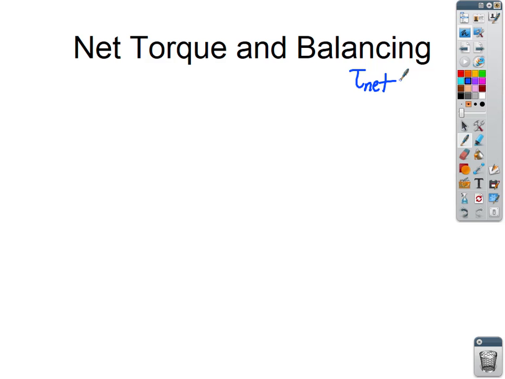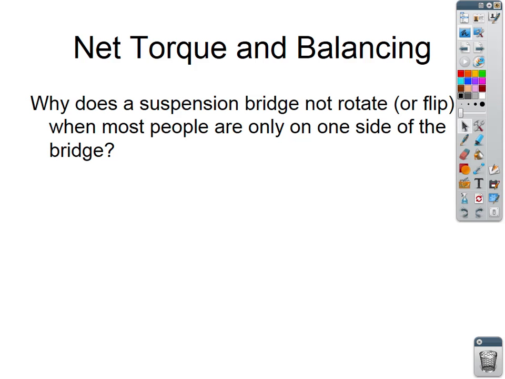So net torque. But we're looking at this in terms of balancing. All right. Balancing. So that means the object is not rotating. It is perfectly balanced. It is not in rotational motion at all. So that would mean we're looking at basically problems where it's a suspension bridge. Why doesn't it flip? These would be like your rope bridges where they're tied on both sides. Why isn't it, when I step on one side, why doesn't it rotate back to the other side?